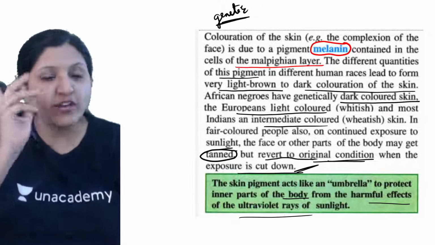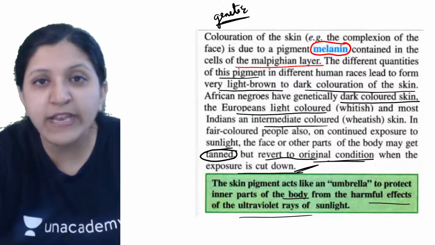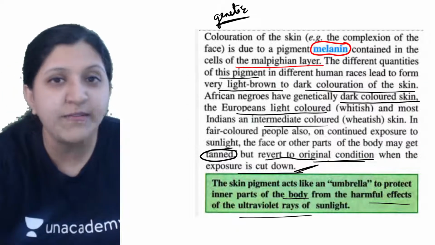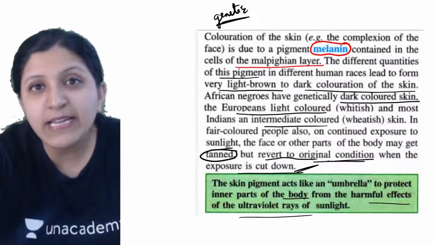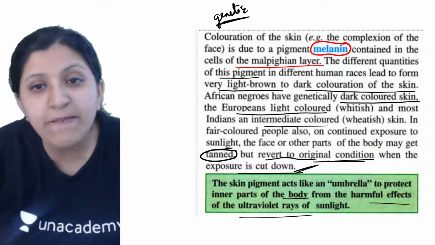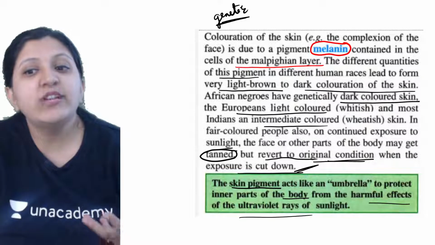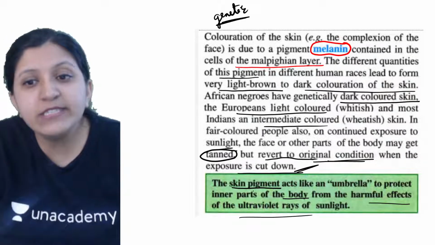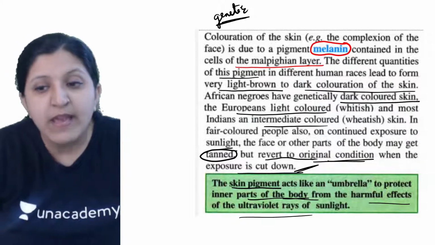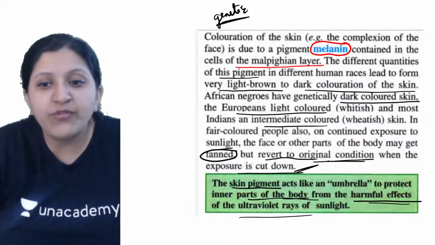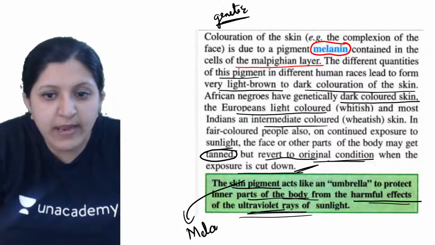So we saw the function of skin, right? That is to protect your internal organs and the cells from UV light, so that cancer can be prevented. And how exactly is this done? Because the skin has a pigment, which is the melanin pigment. This melanin acts as an umbrella to protect the inner parts of the body from the harmful effects of ultraviolet rays. So the skin pigment is nothing but the melanin pigment.